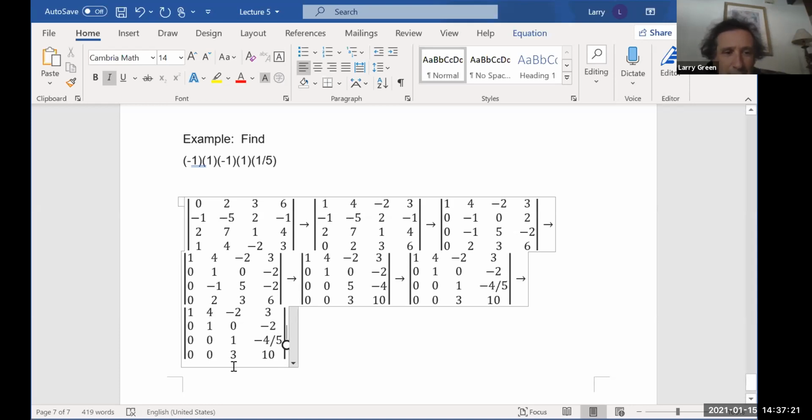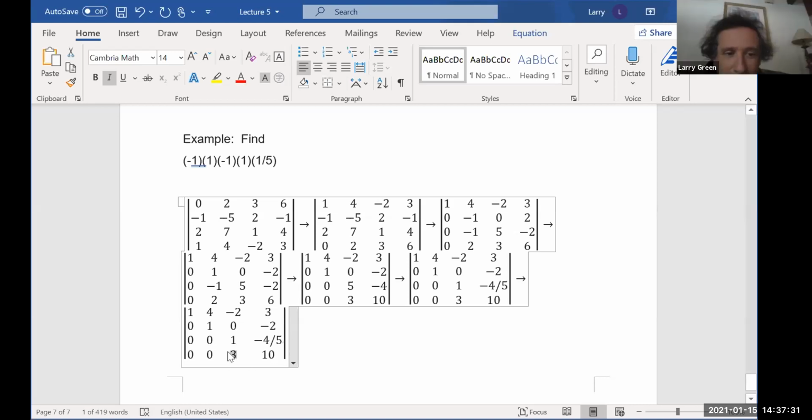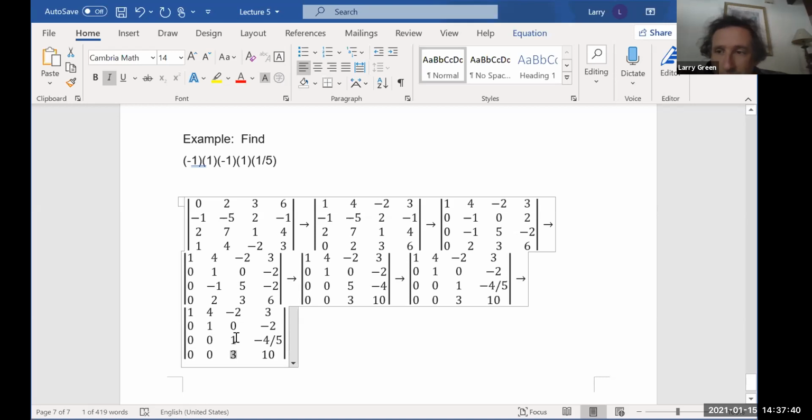So what's the number in this matrix that's keeping it from being triangular? It will be the 3 in row 4. This 3 over here needs to be a 0. Do you see that? So now I'm going to multiply row 3 by -3 and add it to row 4. That's row op 3, so the determinant is multiplied by 1. That 3 becomes 0.